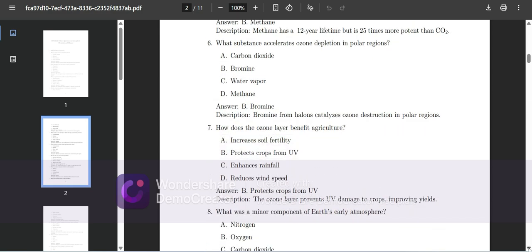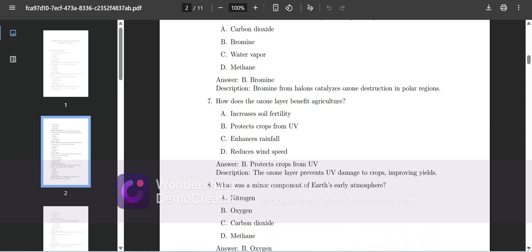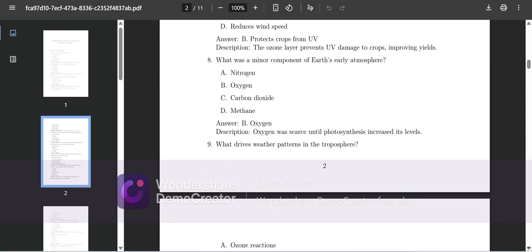What substance accelerates ozone depletion in polar regions? Bromine. Bromine from halogens catalyzes ozone destruction in polar regions. How does the ozone layer benefit agriculture? Protects crops from UV. The ozone layer prevents UV damage to crops, improving yields.